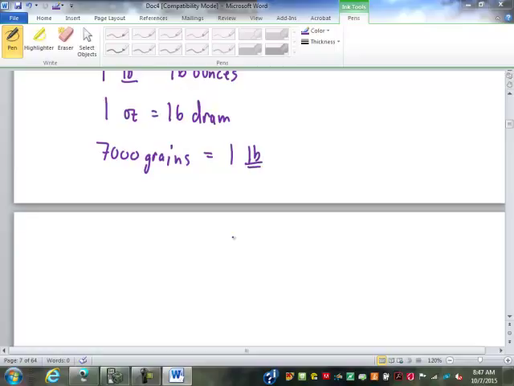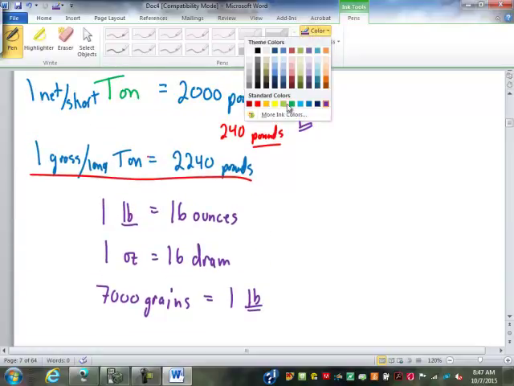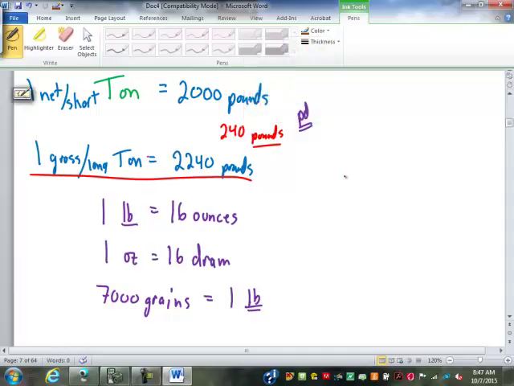Something you hear a lot about these days is gold and silver. You hear advertisements on TV all the time, buy gold and silver and stuff like that. Precious metals are bought and sold not in ounces and pounds, but troy ounces and troy pounds.